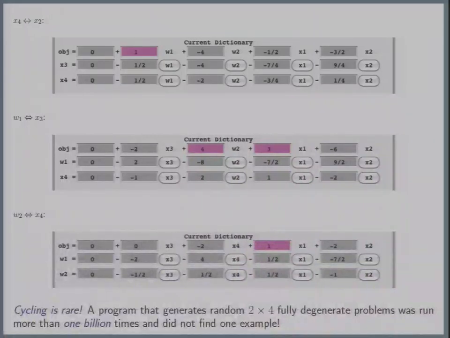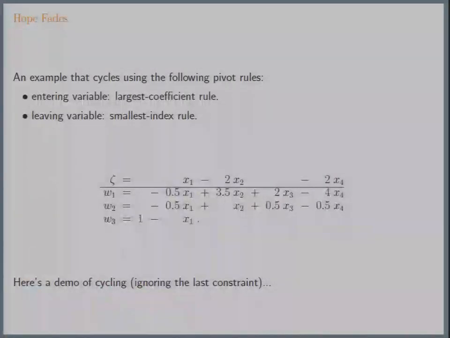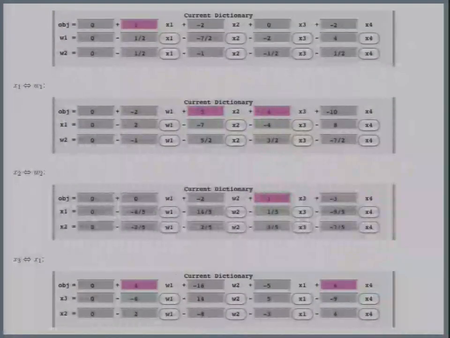So this phenomenon is very rare. I recently, just a month ago, wrote a program that generates random 2x4 problems that are degenerate, so both the right-hand sides were 0, and I ran this 1 billion times and did not find a single example that cycles. So it's hard to find. But I did find this example, but I didn't do it randomly. I took a known example from 40 years ago or something and started with it and just made small changes to it to try to make the numbers better. So this isn't that different from the well-known example.